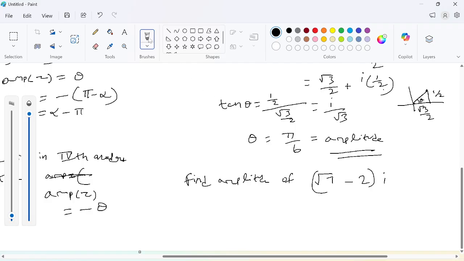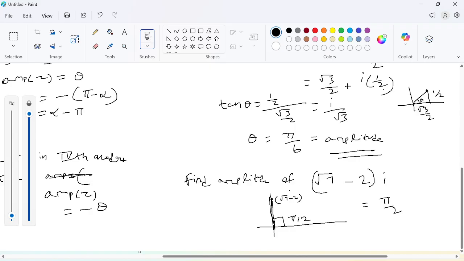That means if I draw an Argand plane like this, on the x-axis there is no real part. Everything is only imaginary. That means here it will be root 7 minus 2. This is your line. Then what is the angle? With how much is it making with the x-axis? Pi by 2. So this will be your pi by 2. Amplitude is pi by 2.